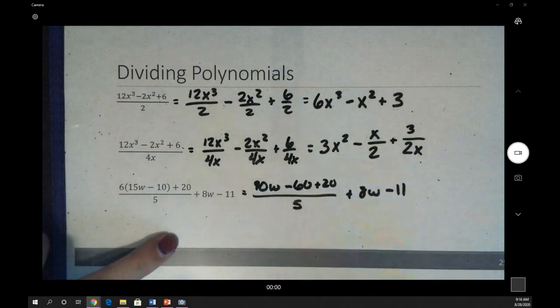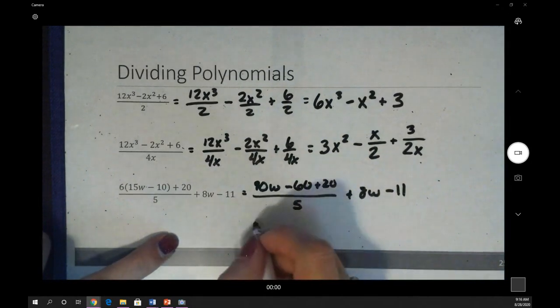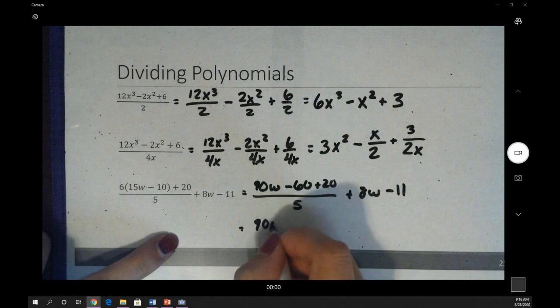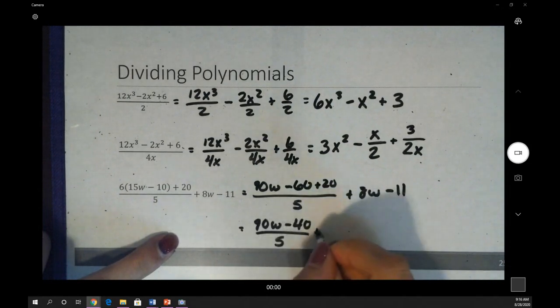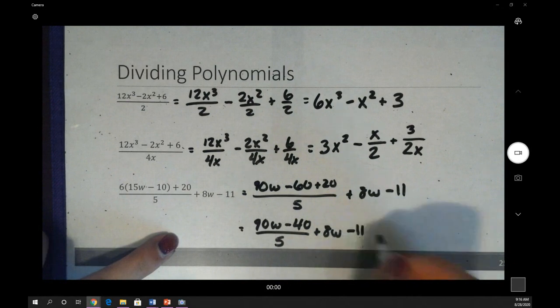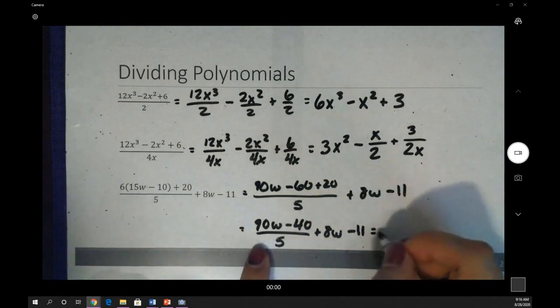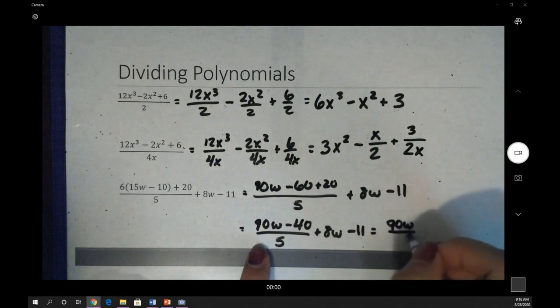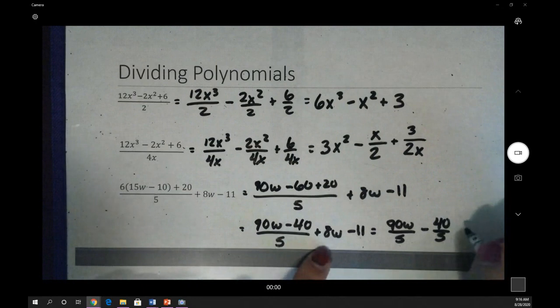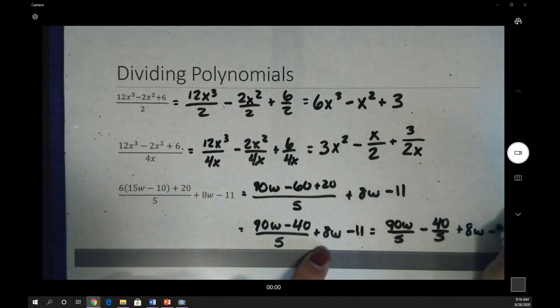I can combine my negative 60 and my positive 20 so that I have 90w minus 40 over 5 plus 8w minus 11. Now I can break this up into my two terms. So I have my 90w over 5 minus 40 over 5. And we still have our plus 8w minus 11.